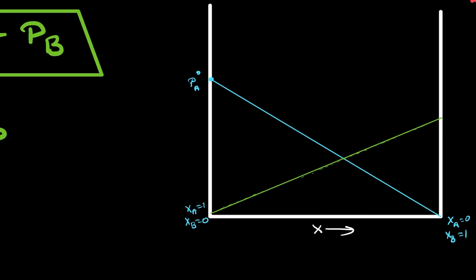This is B. Now if you look at vapor pressure total, this is vapor pressure. This is B, B naught. This is pure B, the vapor pressure of pure B. Now this is going to be our total vapor pressure. Pressure total.